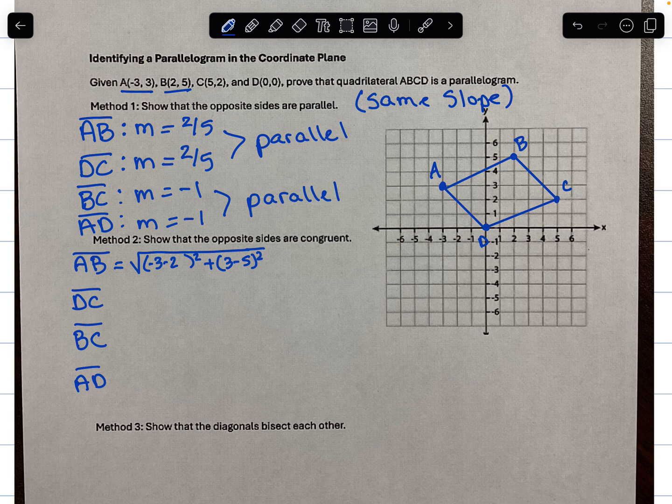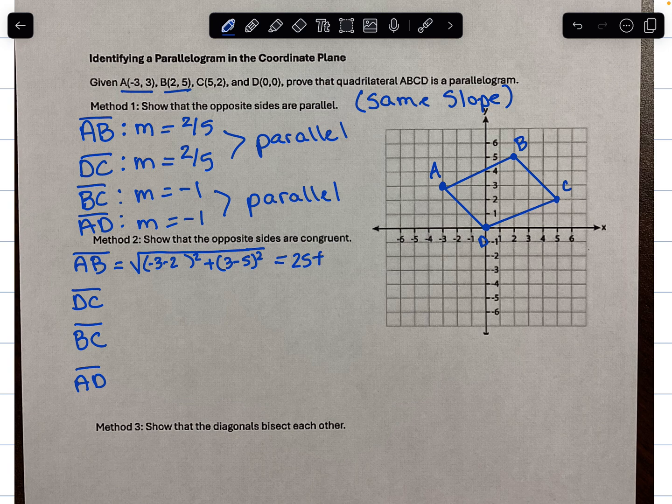Okay, now just because I don't have a ton of room to work all this out, we're going to just use our brains a little bit. What's negative 3 minus 2? Negative 5. And then negative 5 squared would give you 25, okay?